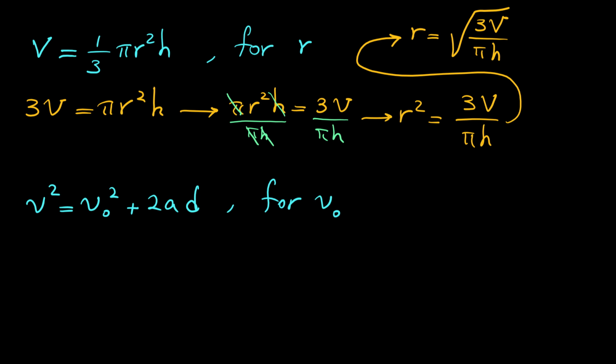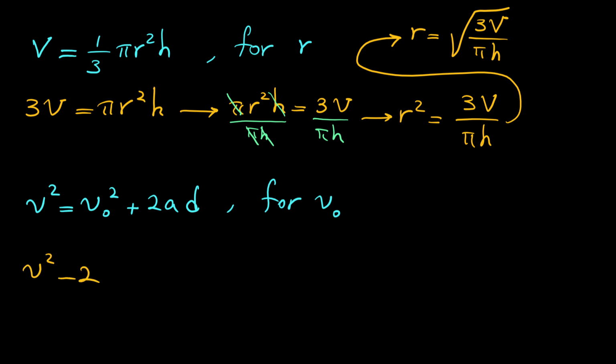Look at this equation. v to the 2, where v is velocity, is given by v initial or v0 to the 2 plus 2ad. Here, we want to solve this equation for v0. We know that to find v0, we have to take a square root. But before that, first we have to move this to the left. Then we take a square root for finding v0.